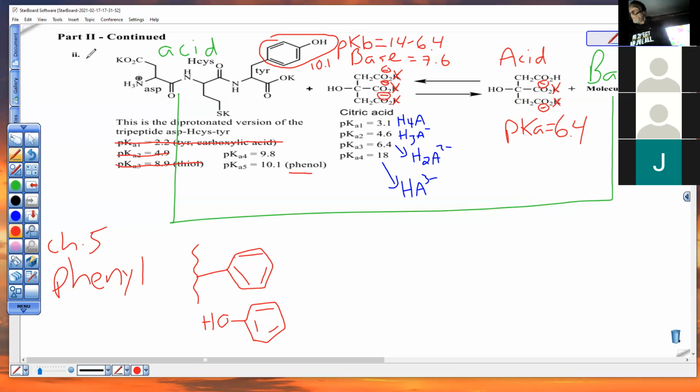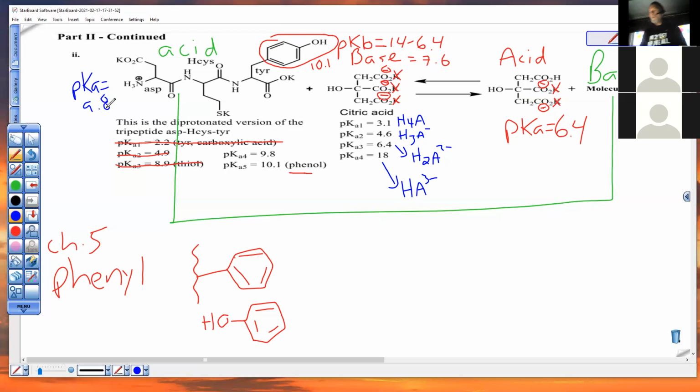The 9.8 is for the ammonium ion right here, and that is present. It is the relevant pKa for this problem. How do I know it is relevant and not the 10.1? I know that's a question on many of your minds. The numbers are close, but which one is lower? Because lower means more reactive. More reactive means reacts before. So the 9.8 will react before the 10.1.